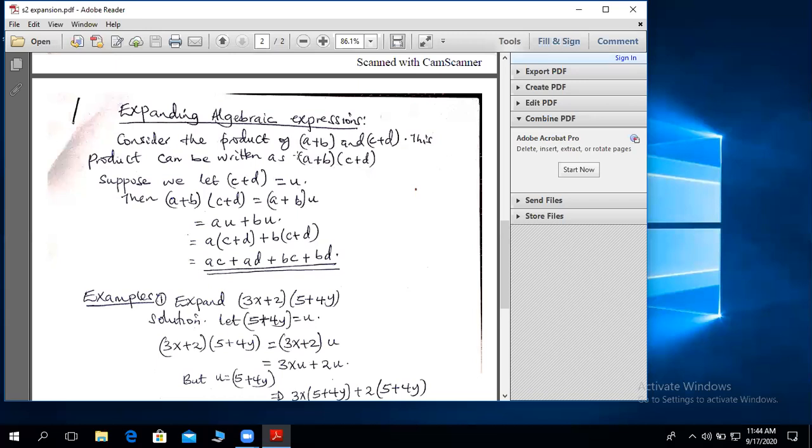So this is a product of two functions. This is the first function and this is the second function. And we are multiplying them together. So we want to expand. Expand means open the brackets. And there you have to be very careful not to make any mistake.